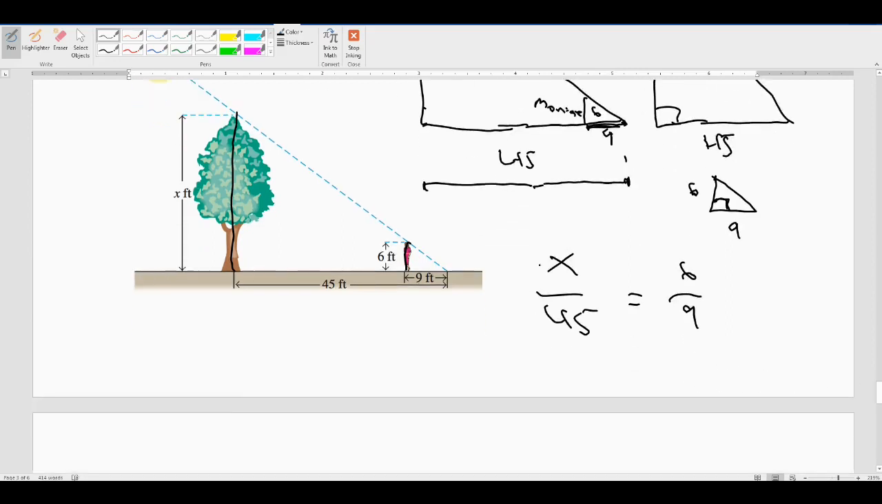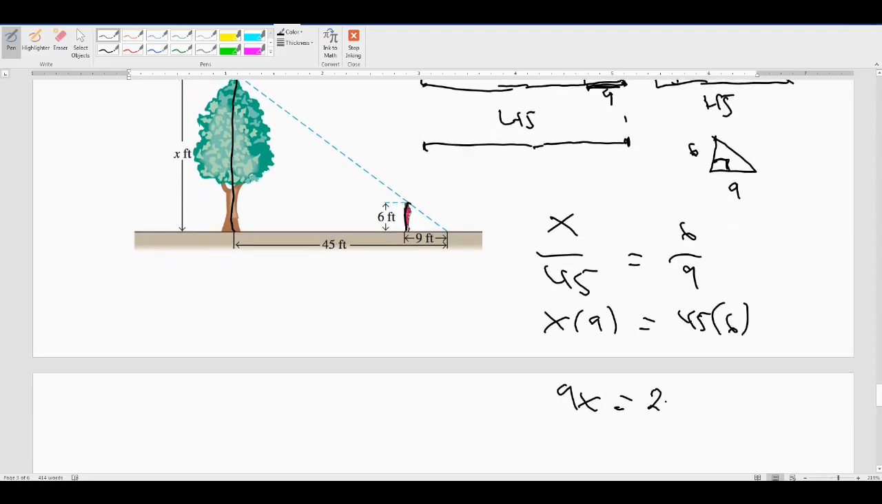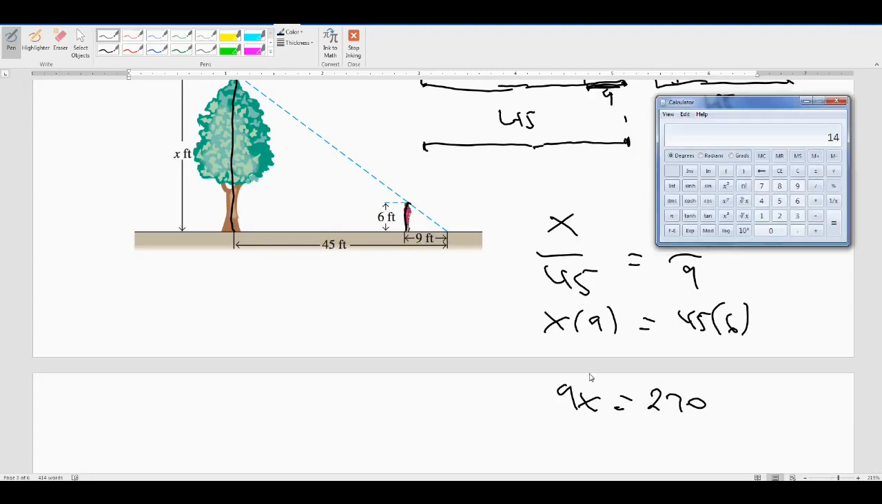And you saw that like we have been, cross multiplication. X times 9 equals 45 times 6. X times 9, same as 9X. 45 times 6 probably is 270. Once again, never hurts to check.